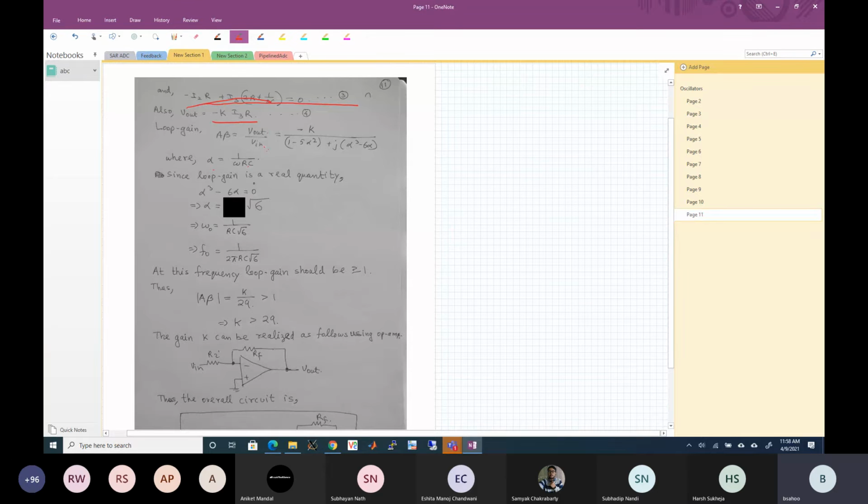Now the loop gain A beta, keep in mind, the feedback gain Af equals A divided by 1 plus A beta. Now 1 is dimensionless and real. A beta also has to be dimensionless, and should be real.